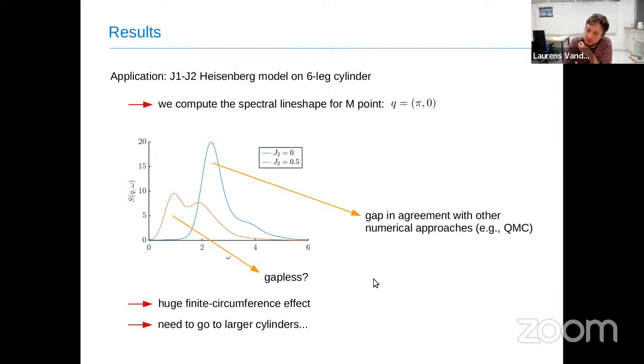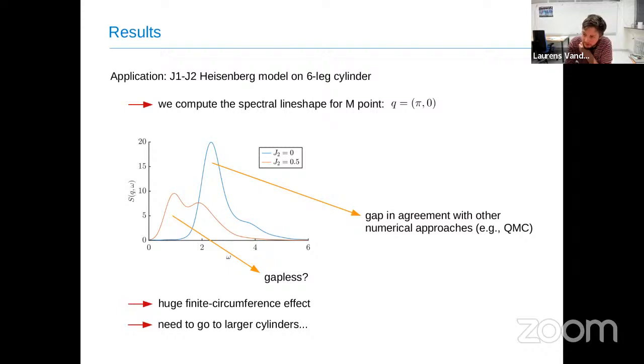most probably just a huge finite circumference effect. The fact that we're working with the 6-leg cylinder leads to quite a significant gap still in your system. This is, by the way, also in agreement with variational Monte Carlo studies of the same model, and they basically assume that there is a U1 Dirac spin liquid, and they see putting the system on a 6-leg cylinder really sort of opens up a gap that is quite large.